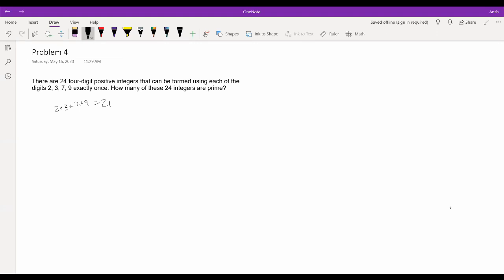This question basically highlights the usefulness of the 3 and 9 divisibility rule. This should always be one of the first rules you check if you're ever asked whether a number is divisible or not.